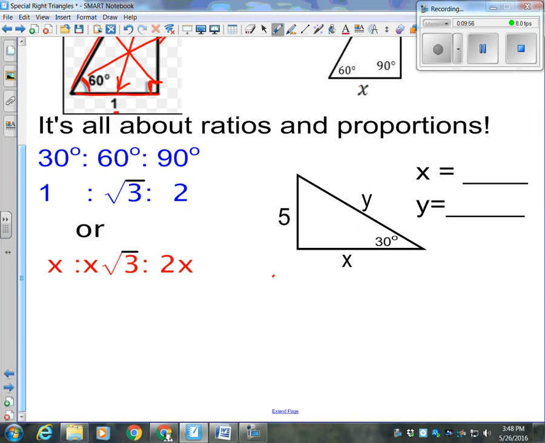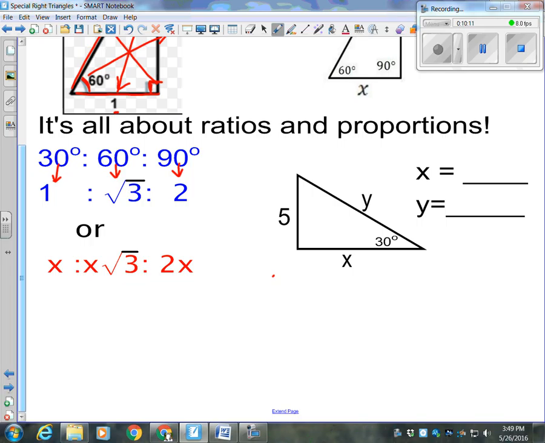So if I summarize, the 30-degree angle always has a side in ratio of 1. The biggest angle, 90, is always in proportion 2. And the 60-degree angle is always in proportion of side with a square root of 3.